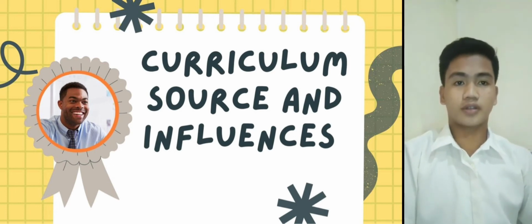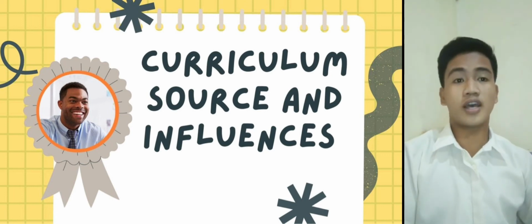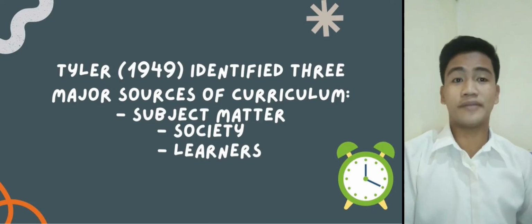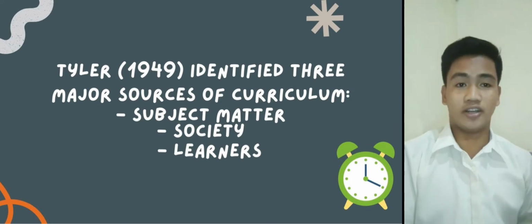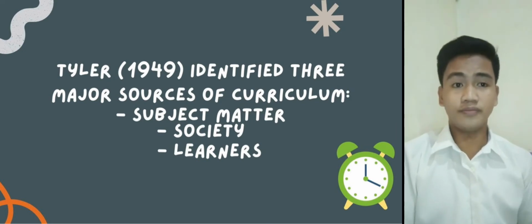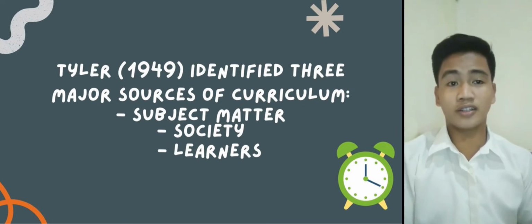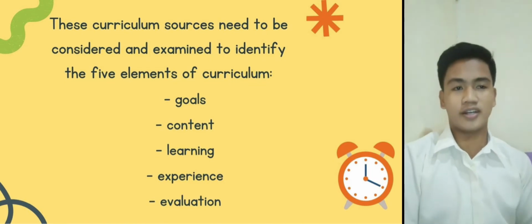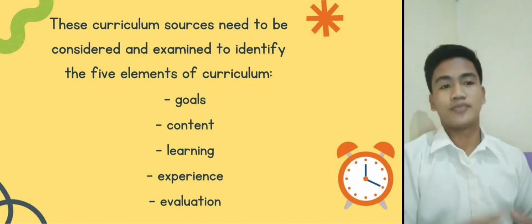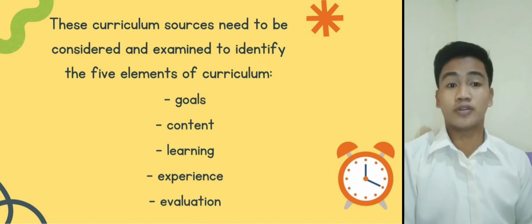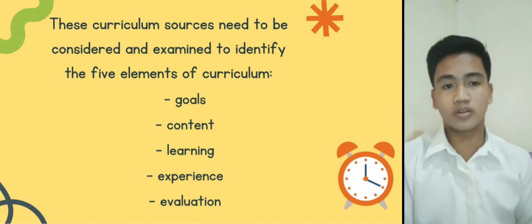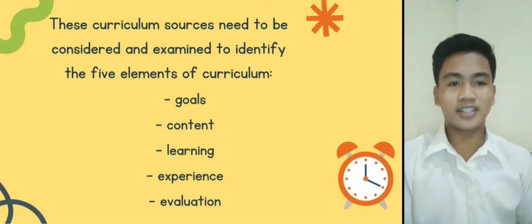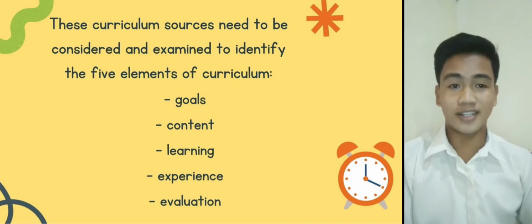So let's start. Curriculum sources identified by Tyler in 1949. He identified three major sources of curriculum, which are the subject matter, society, and learners. These curriculum sources need to be considered and examined, and they identify the five elements of curriculum, which are the goal, content, learning experience, and evaluation.